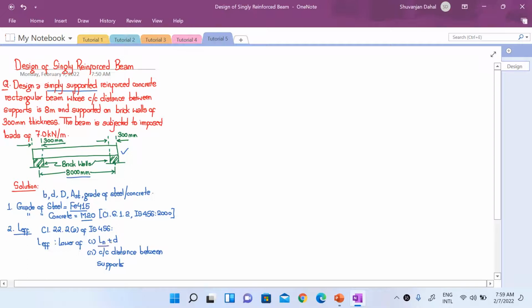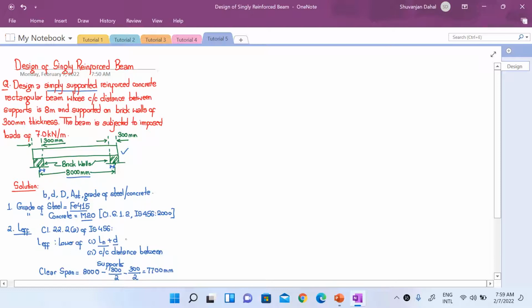Let us find this clear span first. What is the clear span? The value of this clear span will be the center to center distance between the supports, which is 8000 mm, minus half the width of brick wall on one side, 300 by 2, minus half the width of brick wall on another side, 300 by 2. That means we are subtracting this part here and this part. So this comes out to be 7700 mm.